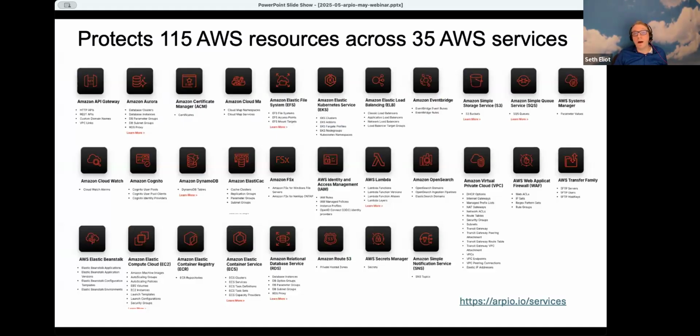And RPO understands 35 different AWS services, 115 different AWS resources. It's a bit of an eye chart, but take a look on here. If you're running something that's not on here, I'd love to hear about it. I would probably already know what it is, it's on our short list of future expansions, but we pretty much cover everything that most people are using.